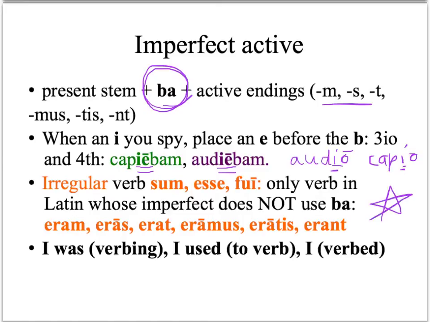Big star next to the irregular verb sum, the only verb in Latin, along with its compounds, that does not use BA in the imperfect. You simply have to memorize eram, eras, erat, eramus, eratis, erant. How do you translate the imperfect? I was ing is the best translation. So for eram, I was being. But more often we translate the imperfect using this, I was, past tense. It can also be translated, I used to be.